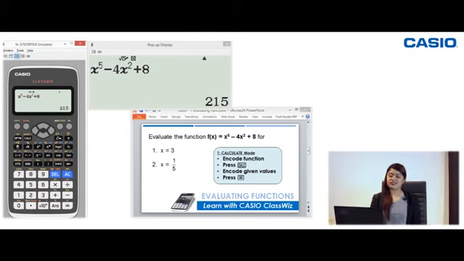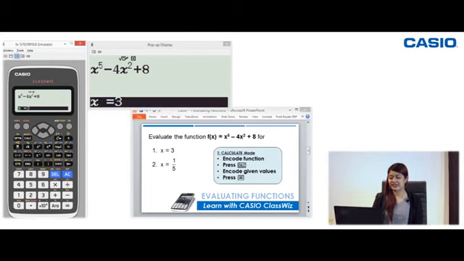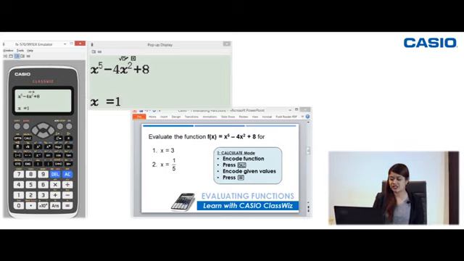Now we want to get the value of the function using another x value, that is 1/5. Take note that we don't need to re-enter the function since it's already there. So we just press calc again and input the new value for x, which is 1/5. So we have 1, the fraction sign, and 5, which gives us 7.84.